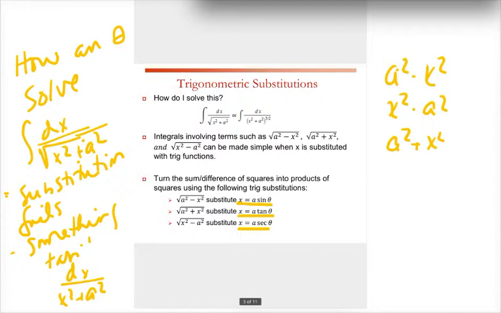So the goal with these trig substitutions is to turn a sum or a difference, right? Here we're always either adding or subtracting, and we're going to turn it into a product. And products are a little bit easier for us to integrate with trig functions. So that's where we're heading.